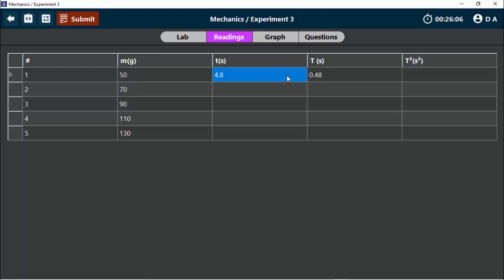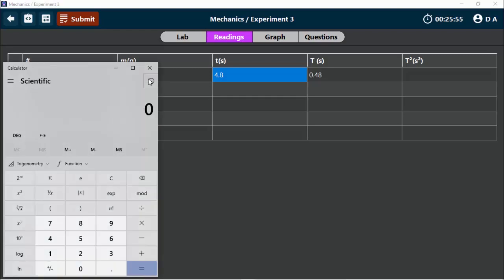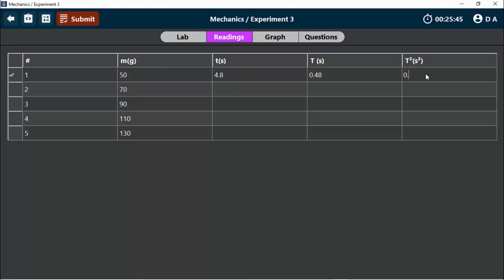Okay, the next thing is to get the square of the period. So what's the square of the period? Let's launch the calculator on this system. So that's 0.48 raised to the power of 2, and that's 0.2304. So that's for the first reading.